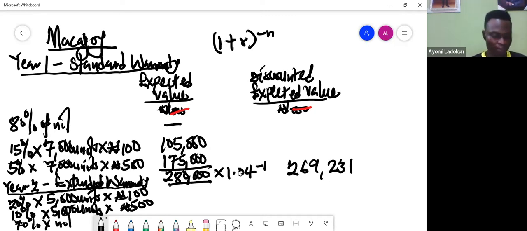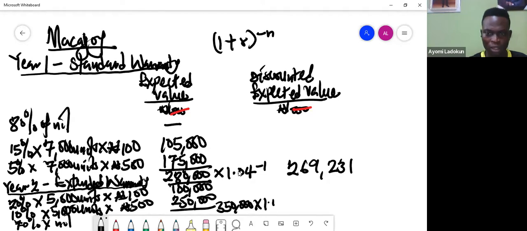So we now say 0.2 multiplied by 5,000 units multiplied by 100. All this will give us 100,000. Then 0.1 multiplied by 5,000 multiplied by 500. This will give us 250. So if I add it up, it's going to give us something around 350, if I'm correct. Then multiply by 1.04 raised to power minus 2.